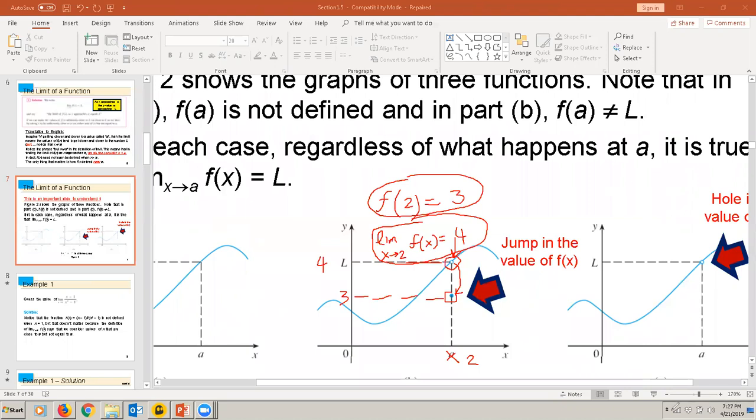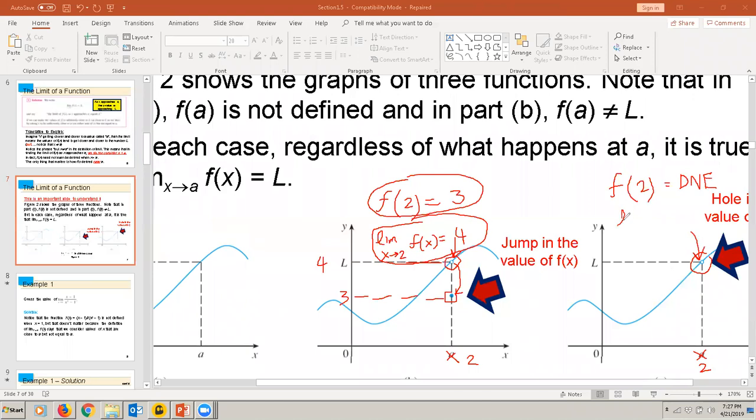All right, let me go over to the rightmost graph. The rightmost graph is trying to show you that there's a hole, but there's no corresponding value for x equal 2. So if I said to you, what is f of 2? The answer is there is no value. We say DNE. DNE means does not exist. Because there's a hole here in this function, and there's no corresponding y value, then we say f of 2 is DNE.